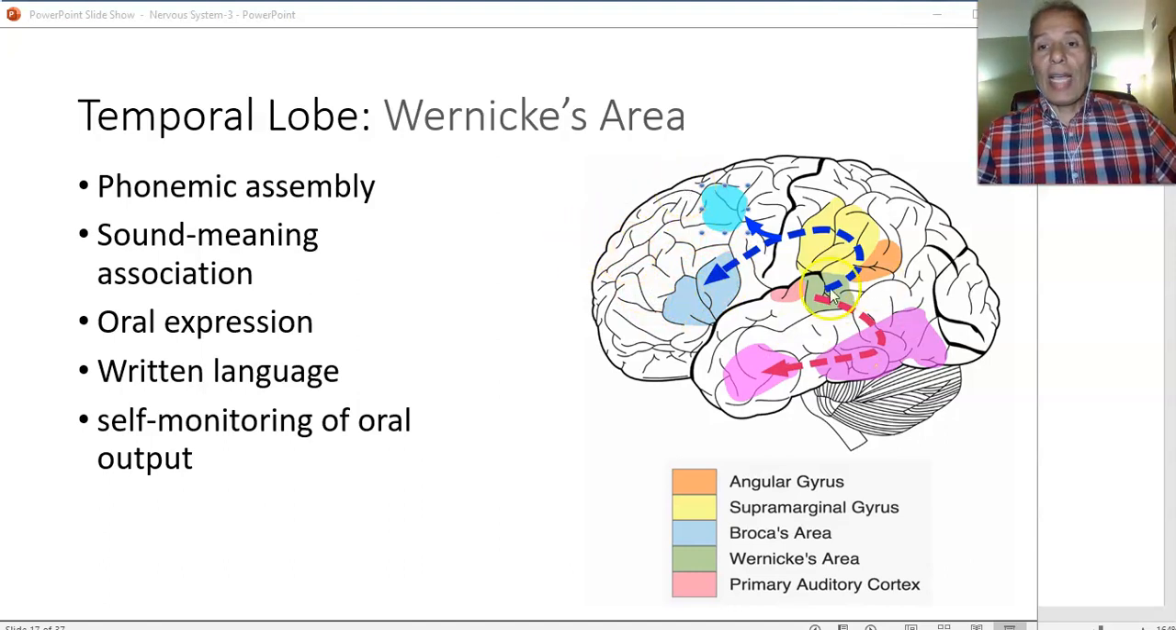So, Wernicke's area, again, is dedicated to phonemic assembly, combining single sounds into a word. Working with the auditory association cortex to create meaning, to get the meaning of a concept and pair it together and send it to Broca's. And it contributes to oral expression because it is part of the language rehearsal mechanisms. It works with the other areas to give you a script of what you are going to say before you say it. It's like you are driving to the drive-through and you're going to order something at a fast food restaurant.